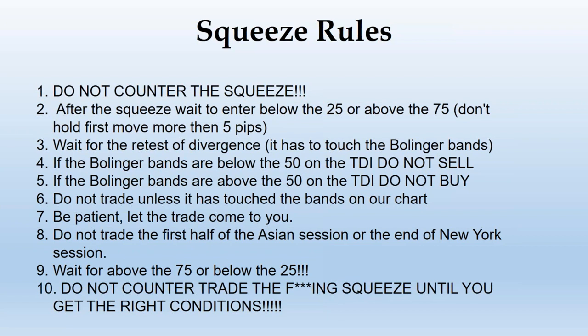Wait for the retest of divergence. It has to touch the Bollinger Bands. If it doesn't touch the bands, then it's not a valid trade. If the Bollinger Bands are below the 50 on the TDI, do not sell. If the Bollinger Bands are above the 50 on the TDI, do not buy. Do not trade unless it has touched the bands on our chart. I need to repeat that, okay? Be patient. Let the trade come to you.